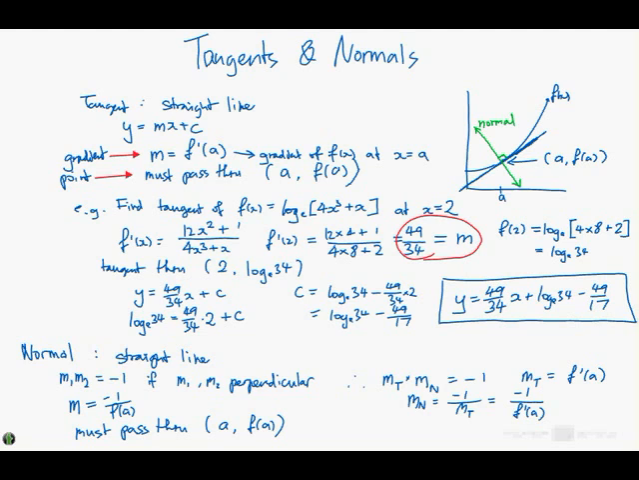So yeah, and that's it. You'd go through exactly the same process as for the tangent, except for the normal, you just find a different gradient. So yeah, no need to do an example on that. Again, it's very mechanical and fairly straightforward.